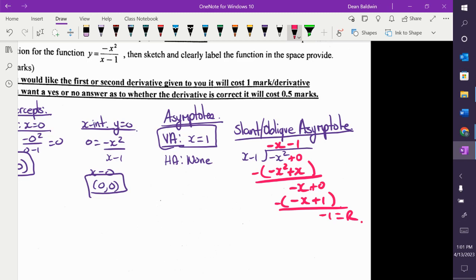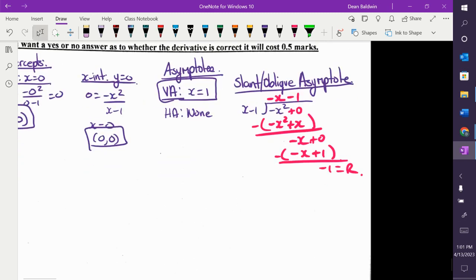So the asymptote is y equals negative x minus 1.